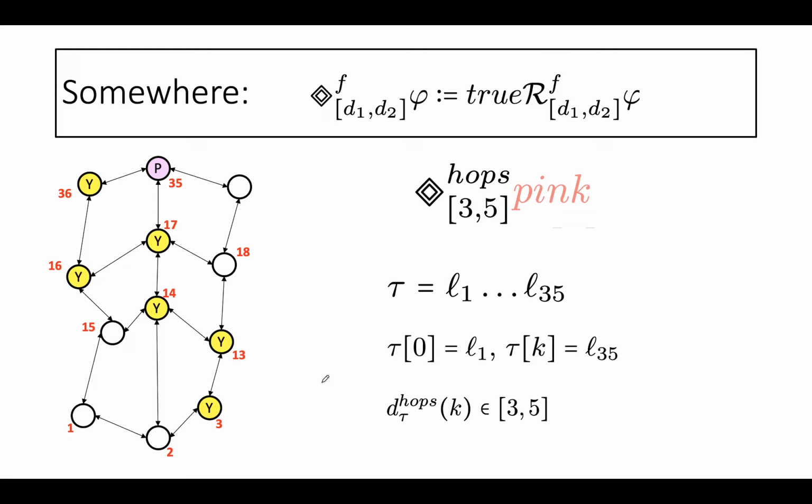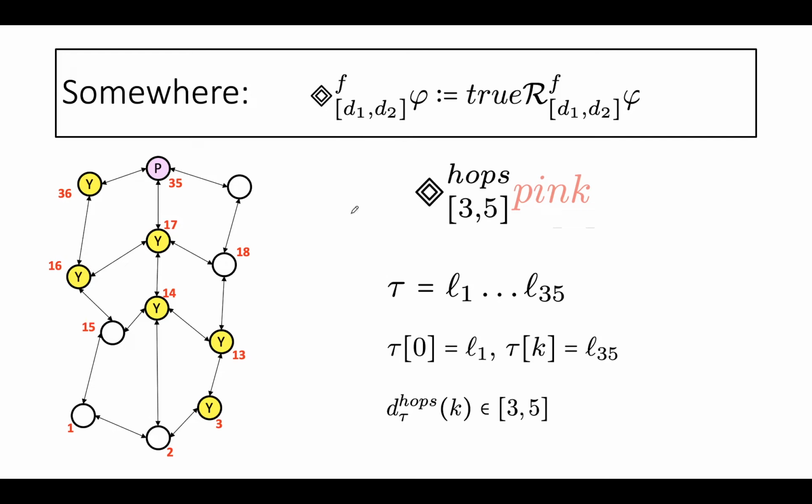So these were the basic operators of the logic, and now we see the operators that can be directly derived from these two operators. The first one is the somewhere operator, and the meaning is really simple. From a certain location, the property somewhere phi at the distance between d1 and d2 is satisfied if there exists an element at the distance between d1 and d2 where the property phi is satisfied.